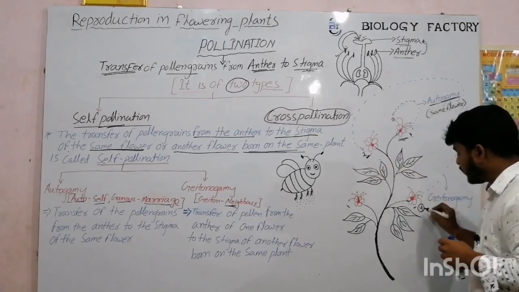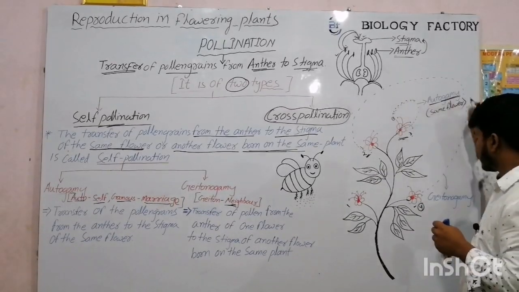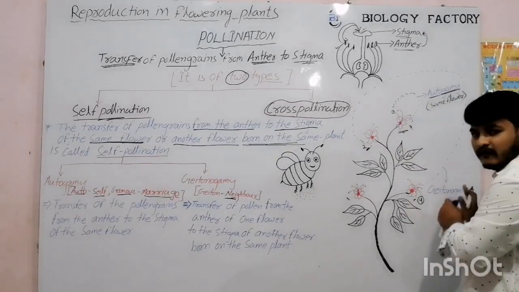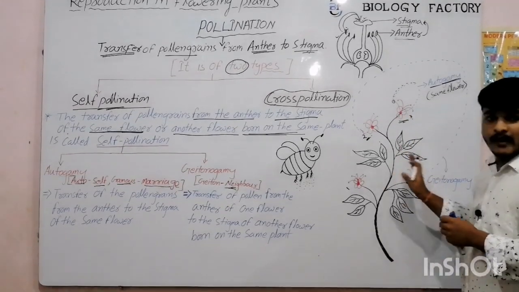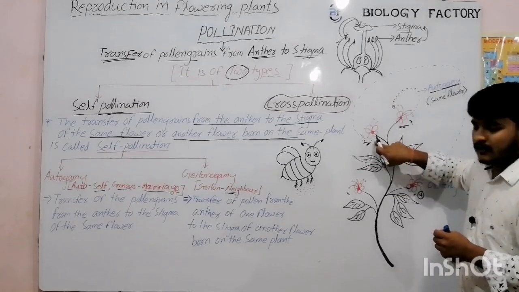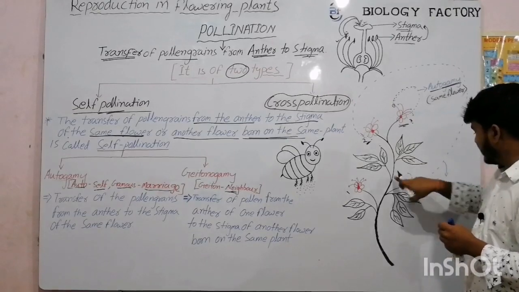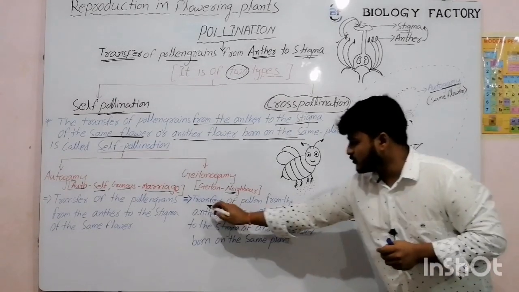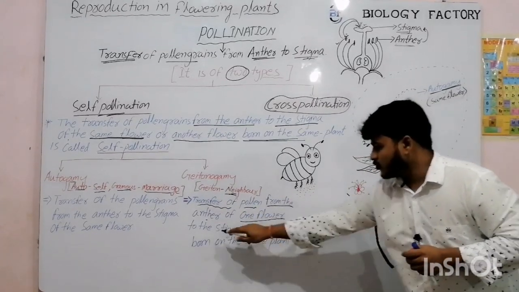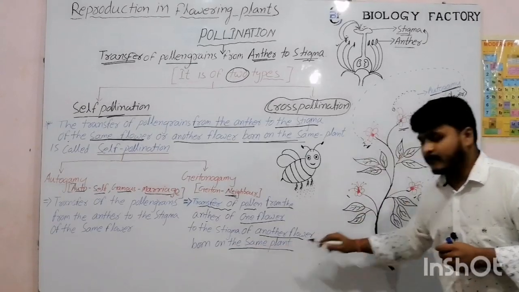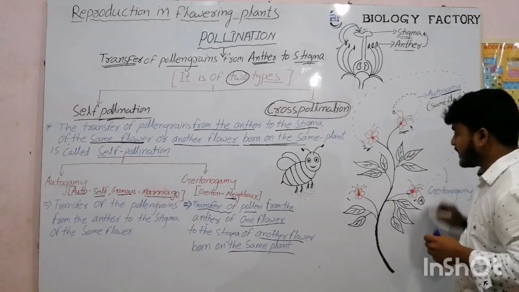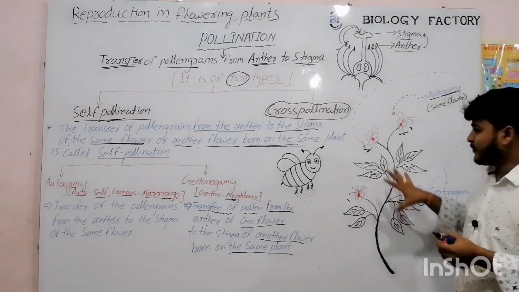That means 2 is a neighbor to 4, and the transfer takes place from the anther of number 2 to the stigma of number 4. That means the neighboring flower of the same plant. The plant is not different, the plant is the same. When the pollen grains are transferred from the flower of number 2 to number 4, it is known as geitonogamy. And the definition tells you that it is the transfer of pollen from the anther of one flower to the stigma of another flower borne on the same plant. That means these flowers are borne on the same plant and the pollination takes place.